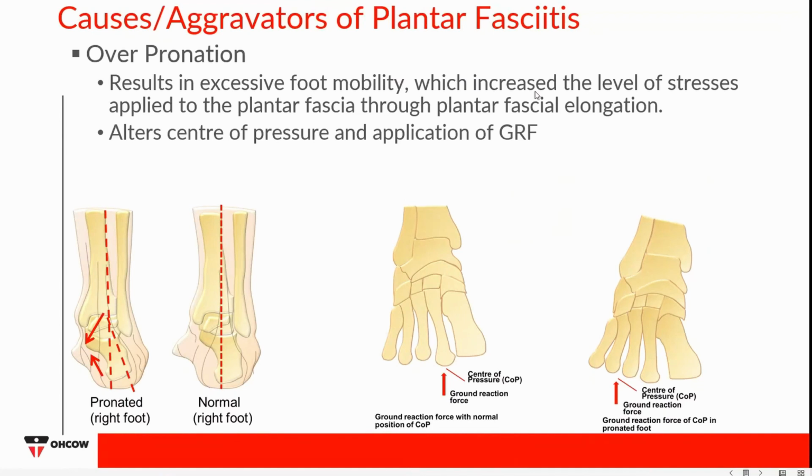It alters, from this diagram you can see the pronated foot, the center of pressure and application of the ground reaction force. On the diagrams on the right, you can see that the ground reaction force from the second toe, that's the one next to the big toe, is shifted to the fourth toe. So this change in force and distribution is what affects the plantar fascia and causes the problem.